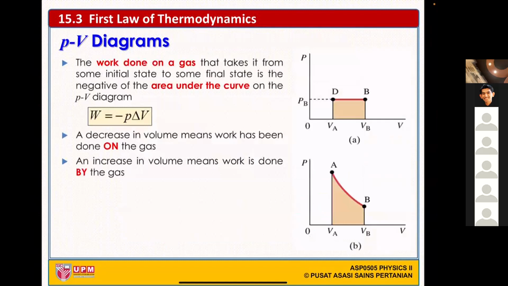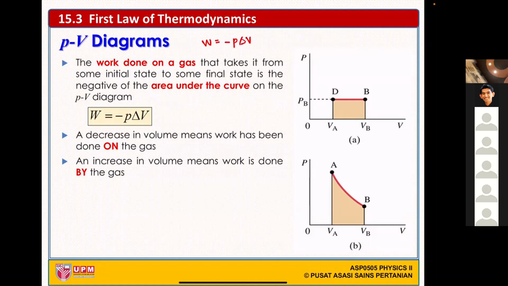Alright. So the work done on the gas takes it from some initial state to some final state is the negative of the area under the curve on the PV diagram. Sebab apa? Sebab kalau kita balik kepada work, kita dah belajar seminggu sebelum ni, work is equal to negative P multiplied by the change in volume.